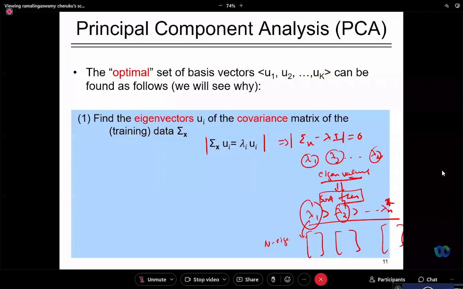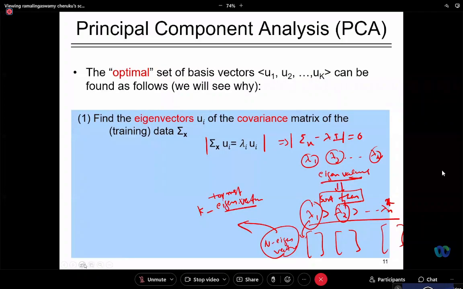Out of these n eigenvectors, you have to select the k topmost eigenvectors, because they are already in sorted order as per the lambda values. You can pick up the first k eigenvectors, and you will constitute an eigenvector matrix. You will constitute an eigenmatrix. So this eigenmatrix is called T.